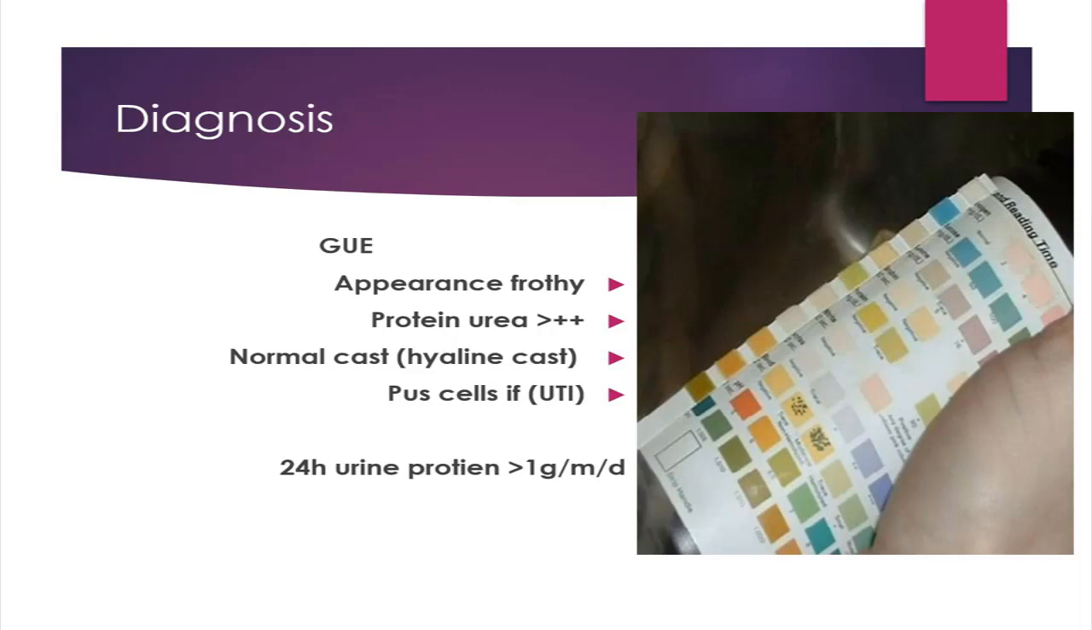But when we collect the urine for 24 hours, we can see there will be heavy protein in urine, more than 1 gram per meter square per day. Okay. By this, we can say that we have a problem of losing a heavy amount of protein in urine, which is called nephrotic syndrome.